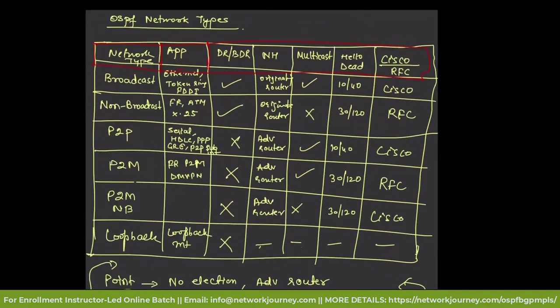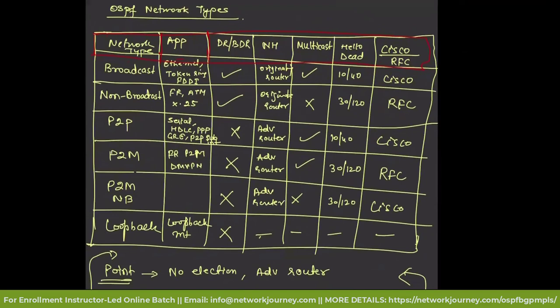Although right now, from today's point of view, you should mainly focus on broadcast and point to point. These are the two major network types which you are going to encounter in today's world. Otherwise, the rest, like frame relay and all that stuff, we do not use nowadays. So make sure you know about these two for sure.